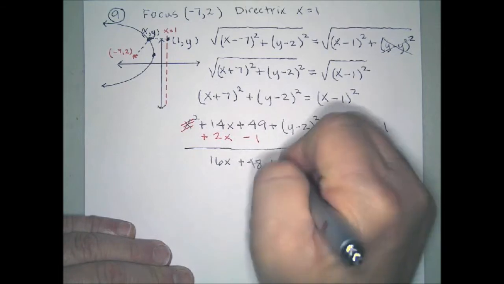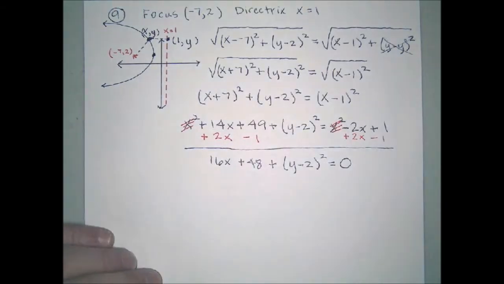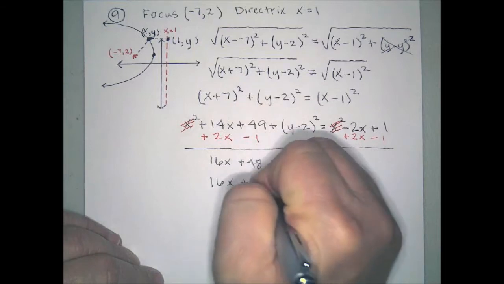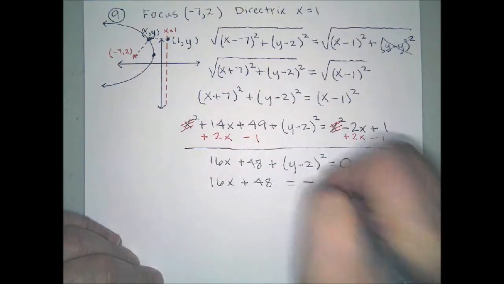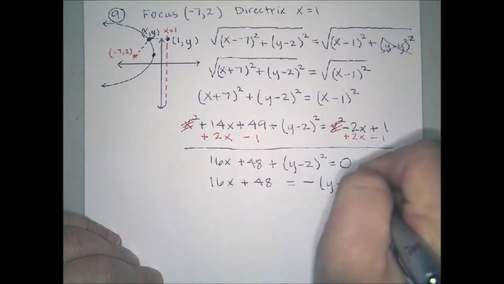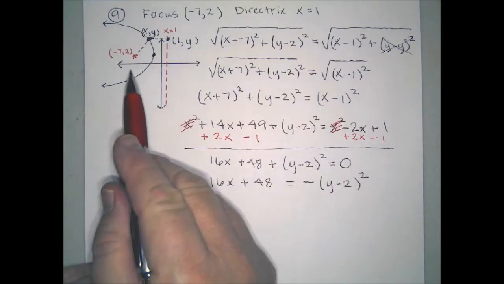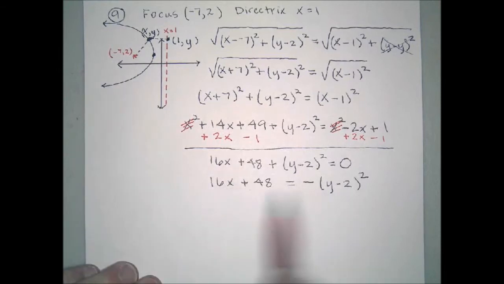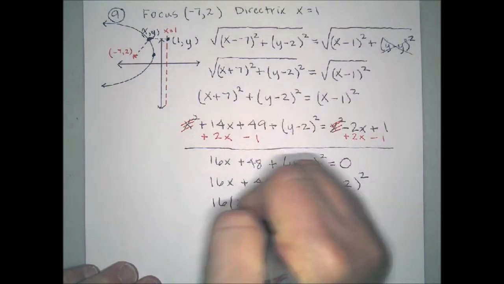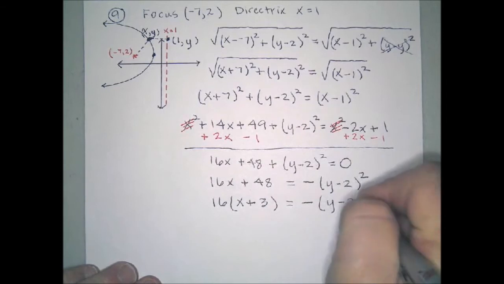plus y minus 2 squared equals 0. So I'm going to get that y minus 2 squared over there. So I've got 16x plus 48 equals negative, because when this goes over to that side, it becomes negative y minus 2 squared. Now we're seeing the equation develop to what we know it's supposed to do. We knew all along it was a left opening parabola. Well, this is going to be a left opening parabola. I'm going to factor out the 16, and I'm going to get x plus 3 equals negative y minus 2 squared.